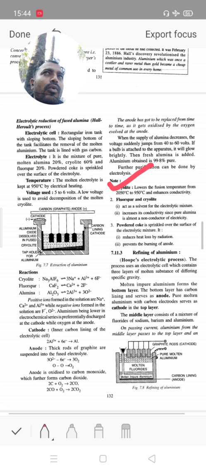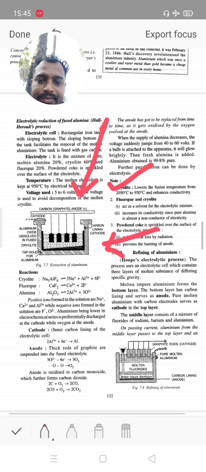We are using low voltage because it avoids decomposition of molten cryolite. Now look at this diagram containing the carbon lining cathode and carbon graphite anode. Anode is positively charged and cathode is negatively charged.